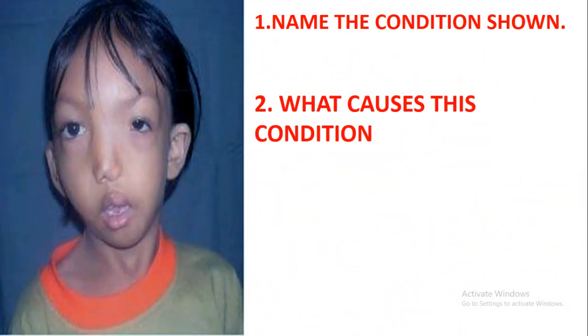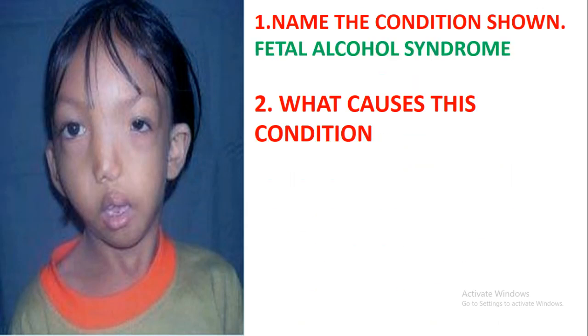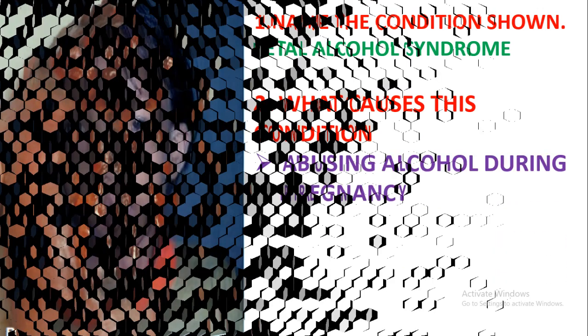The next slide, we have been asked to name the condition. If you look at the condition of this child, when you focus on how the eyes are looking, the nose and also the mouth, you can understand that this is fetal alcohol syndrome. What causes this condition? This condition is normally caused by the abusive use of alcohol during pregnancy. Let's quickly move on and look at the next slide.